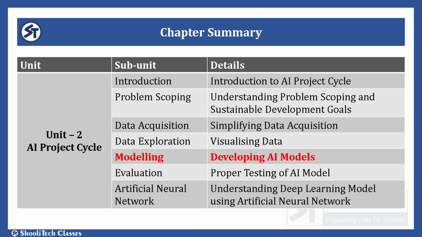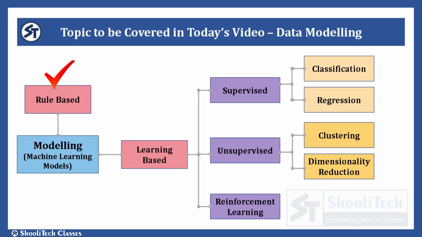In our last video, we have started the fourth stage of AI project cycle, means data modeling. We have already covered the rule-based approach of data modeling, and today we will learn about the learning-based approach with its types: supervised, unsupervised and reinforcement learning.